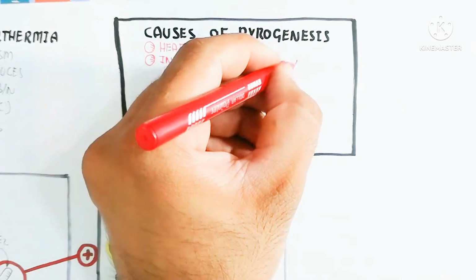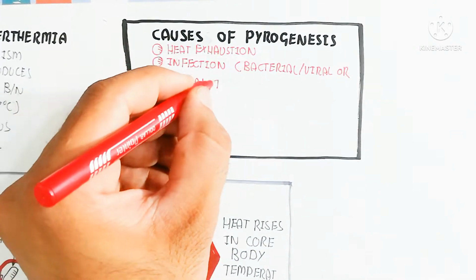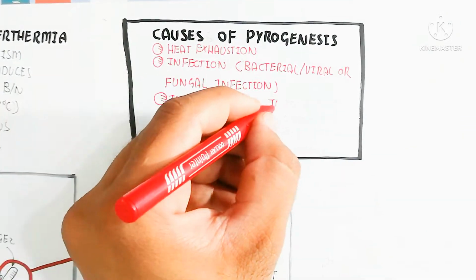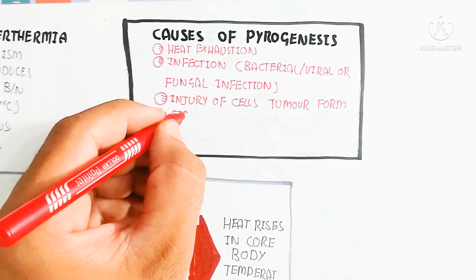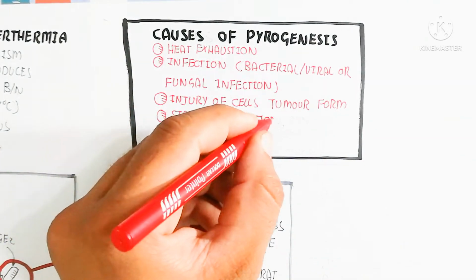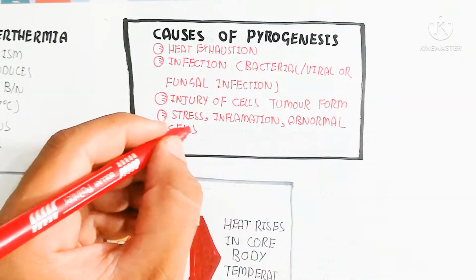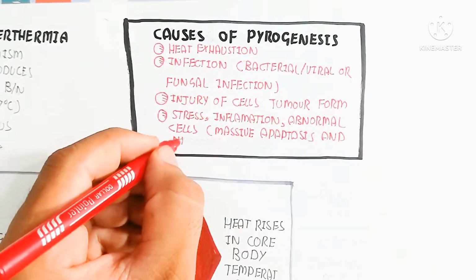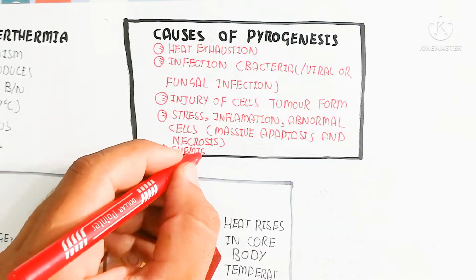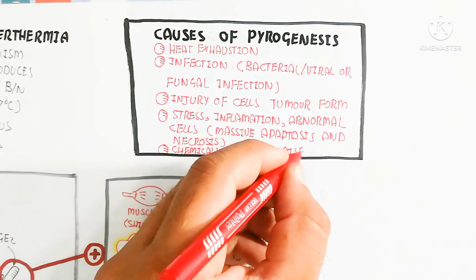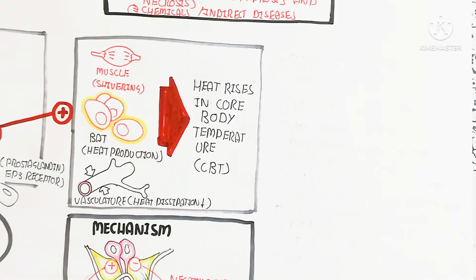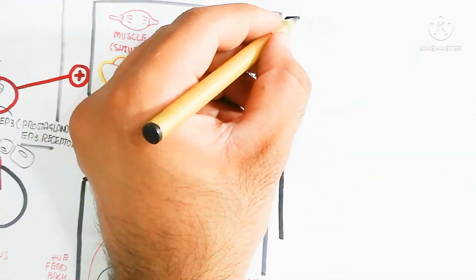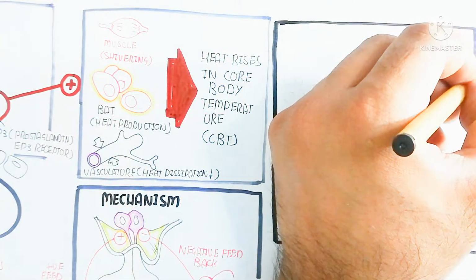So bacterial, viral, or fungal infection will cause inflammation, and this is the exogenous pyrogen, because the bacteria contain lipopolysaccharide and a lot of other things. Also injury of cells, tumor formation, stress, inflammation, abnormal cells, massive apoptosis and necrosis, and chemical and indirect diseases will cause pyrogenesis. Pyrogenesis means the production of fever, the increase of fever, the process of fever.